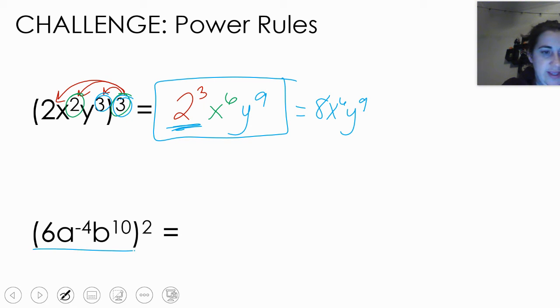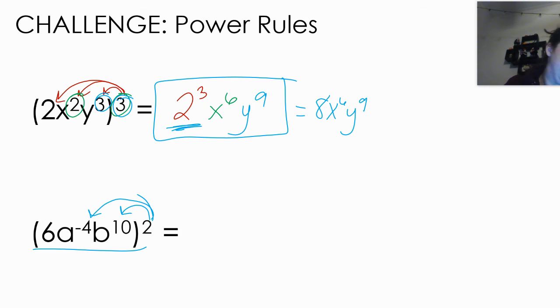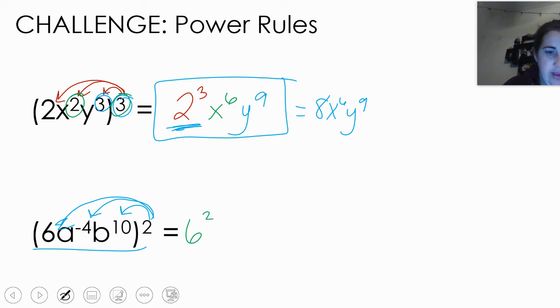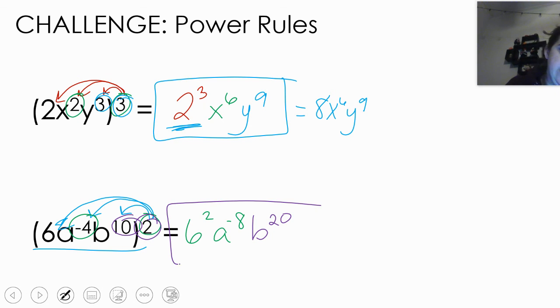All right, let's try this one. Okay, so we need to multiply these, kind of like the distributive property, guys. We have to distribute the exponent to all of them. Okay, don't forget about the constant. We have 6 squared. Then we have a 2 times -4, that gives me -8. And 2 times 10 gives me b to the 20th. So that's my final answer right there.